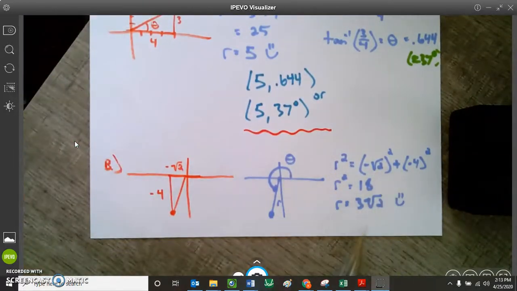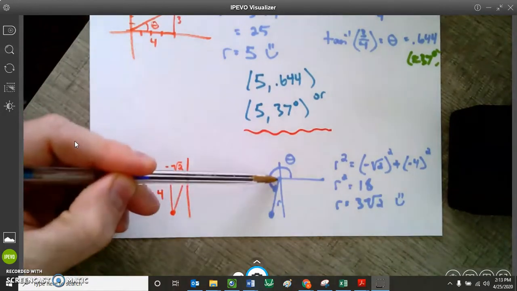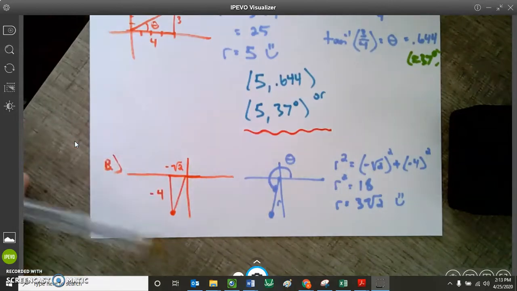Square them, add them, square root it, and we get 3 root 2. That's our r. That's how long this line is, how far away from the pole we're walking. Okay, but now we run into something here.